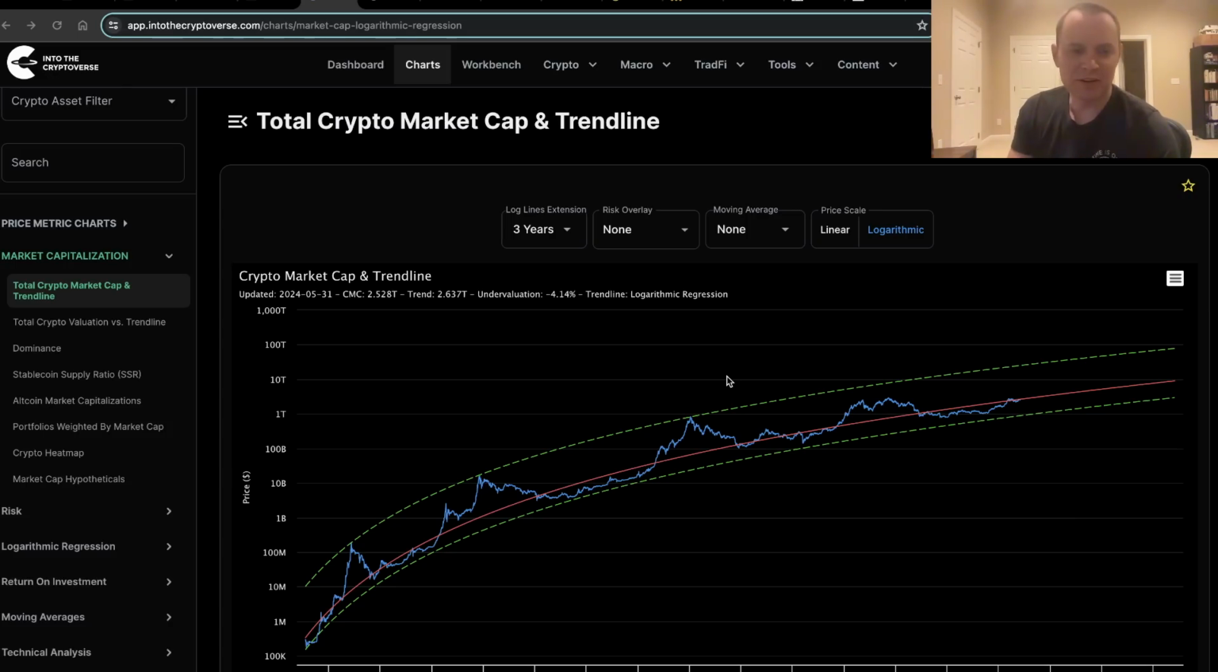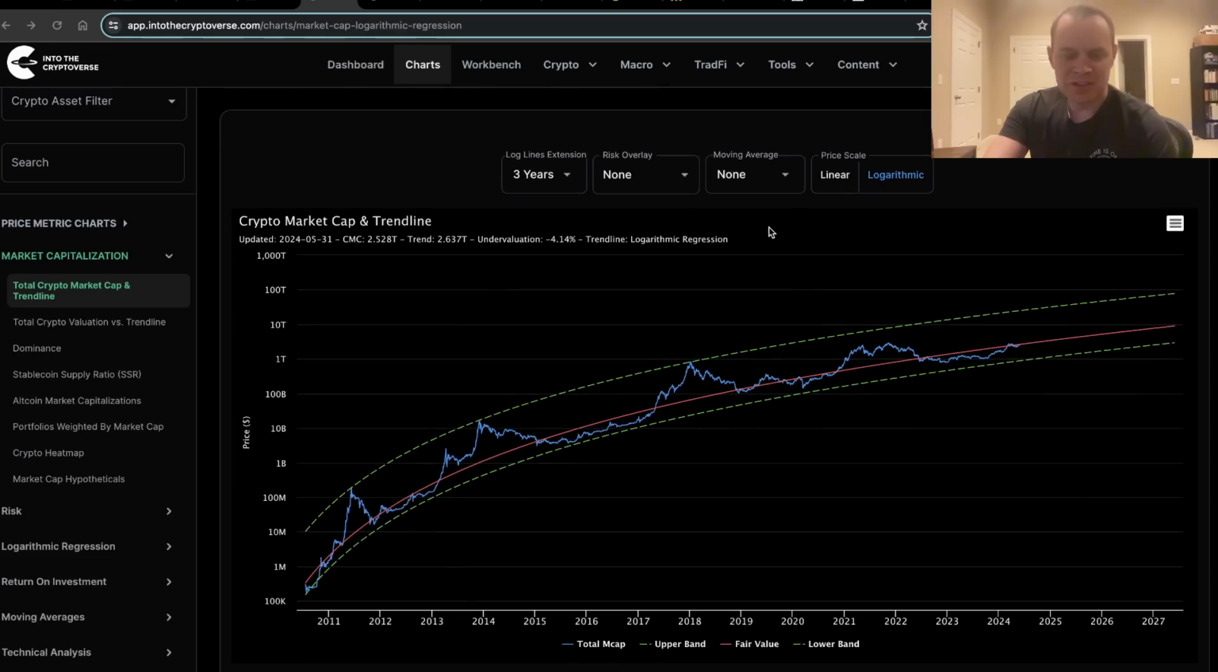So, as of June 1st, 2024, the total market cap of the entire cryptocurrency asset class is coming in at approximately 2.528 trillion, with the fair value now at 2.637 trillion, representing a slight undervaluation of 4.14%. The general idea is that the total market cap of the asset class goes through periods of overvaluation and undervaluation because the markets go into bubble phases and then into sort of depression phases where no one wants to touch crypto.